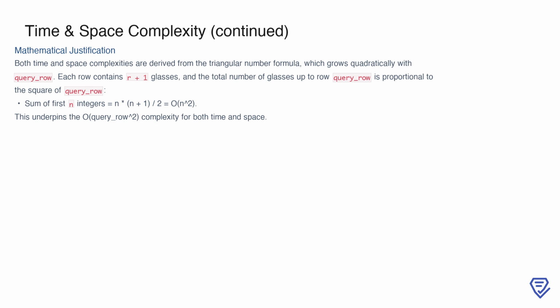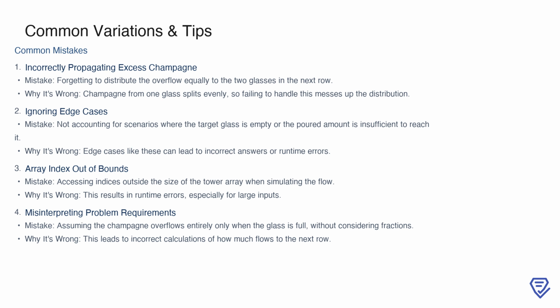In this section, we'll discuss some common mistakes to watch out for when solving the Champagne Tower problem. First, a frequent issue is incorrectly propagating the excess champagne. Remember, when a glass overflows, the champagne splits evenly between the two glasses directly below it. Forgetting this rule can lead to an inaccurate distribution throughout the tower.